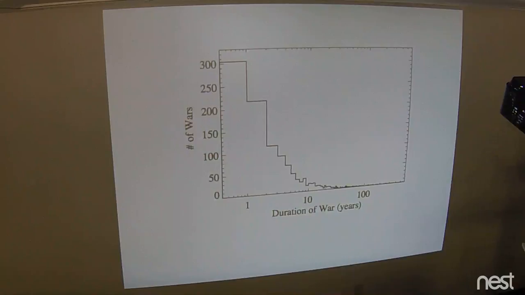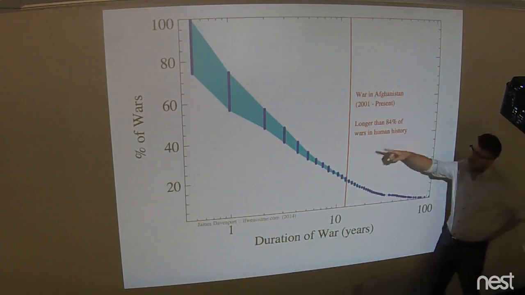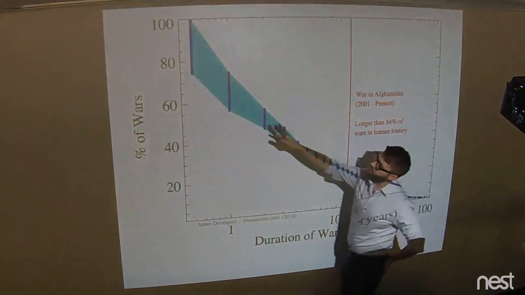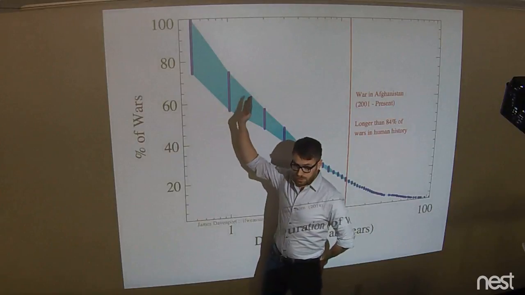If you sort all these by their duration, most fall into that small bin, very few fall into this big bin, and you make what we call a cumulative distribution. So you're sorting in order of their duration, from the smallest to largest. Then you can see the fraction of wars that are at a given duration. So, right, like 90 to 100% of wars are a year or longer.